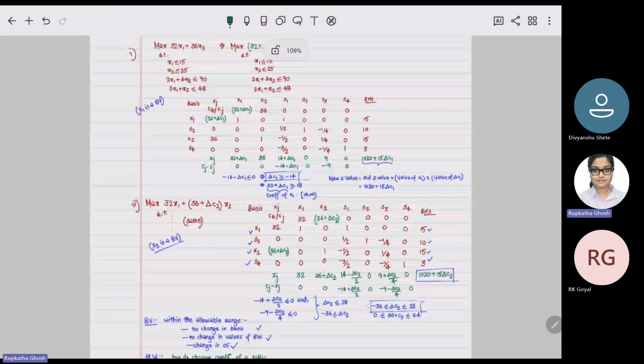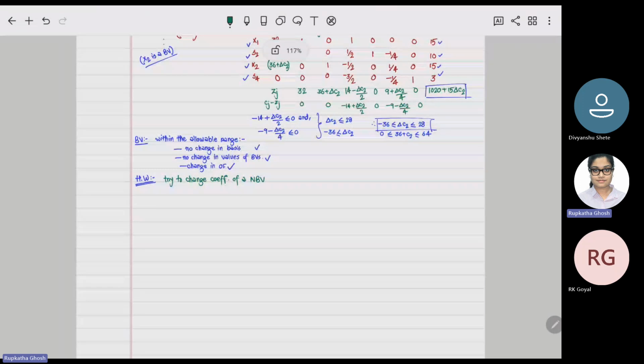The next thing which we will try out after a break of 5 minutes is when the right-hand side value changes, so when there are changes in the resource constraints. I'll see you just in 5 minutes. Till then, you can try for the non-basic variable if that works.